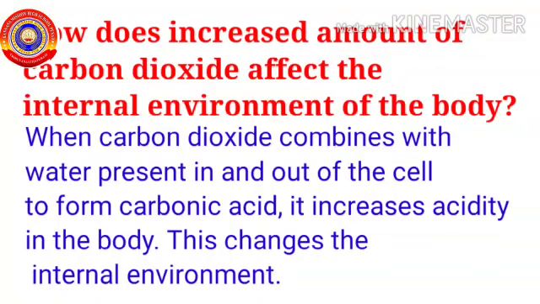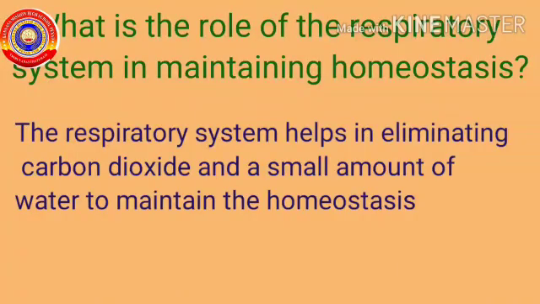Let's discuss what happens when the amount of carbon dioxide increases inside the body. When carbon dioxide combines with water present in and out of the cell, it forms carbonic acid, and this increases the acidity in the body. What is the role of the respiratory system in maintaining homeostasis? The respiratory system helps in eliminating carbon dioxide and a small amount of water to maintain homeostasis.